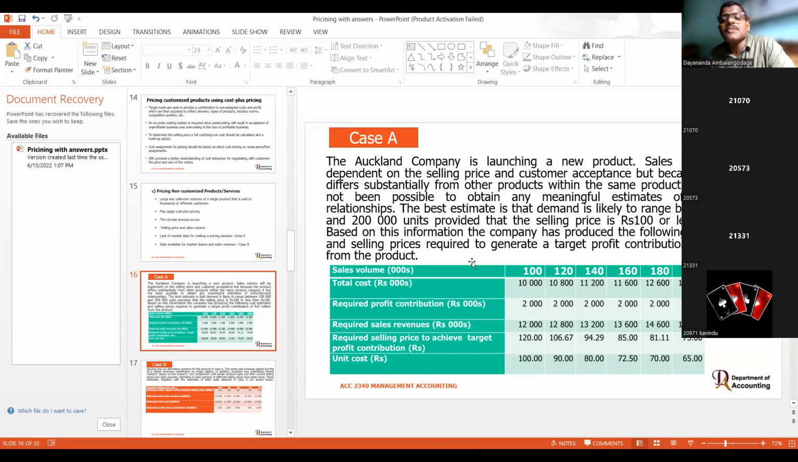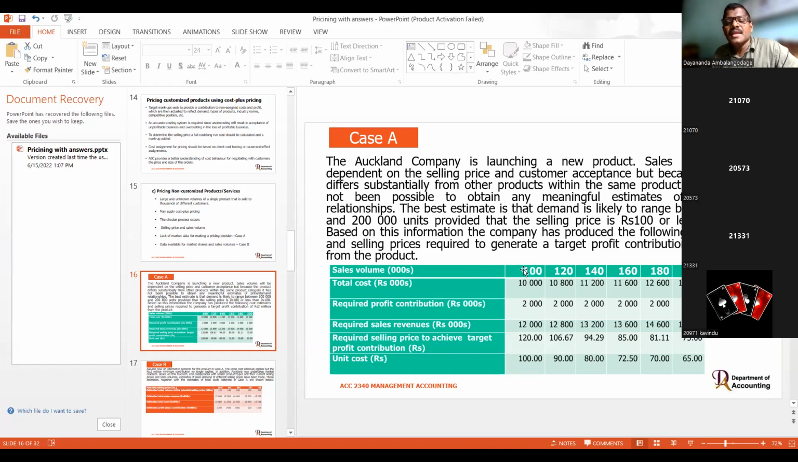So a perfect market is not available, and you have to act as a price setter. If the products are identical with other products, of course you can be a price taker. Here in this case, we are looking at the price-setting perspective. The best estimates are that demand is likely to range between 100,000 units and 120,000 units, provided that the selling price is 100 or less than 100.